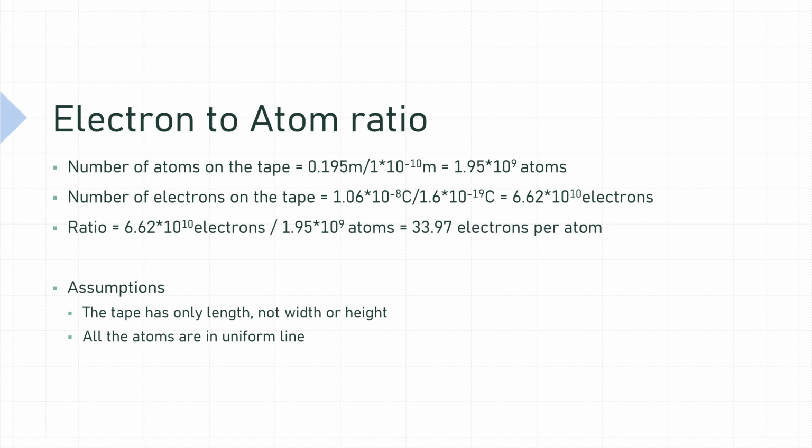So now determining the electron to atom ratio on our charged piece of tape, we are able to find the number of atoms on the tape by taking the length of the tape and dividing it by the length of an atom. The number of electrons on the piece of tape you can determine by taking the charge of the tape divided by the charge of an electron, and that gives us a ratio of about 34 electrons per atom. These also have some pretty large assumptions: that the tape has only length, not width, not height. It's just one straight line, and all of the atoms are in a uniform straight line.